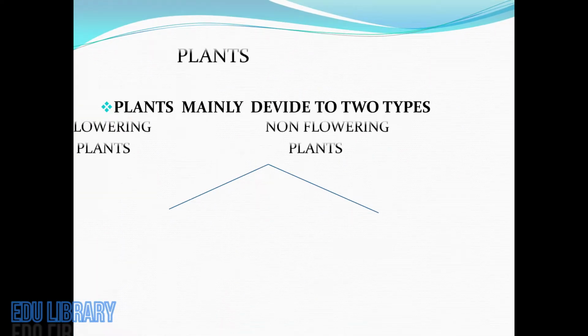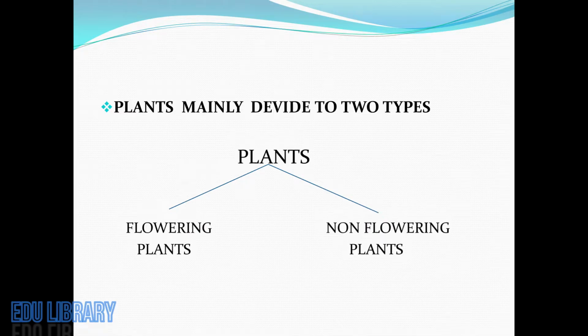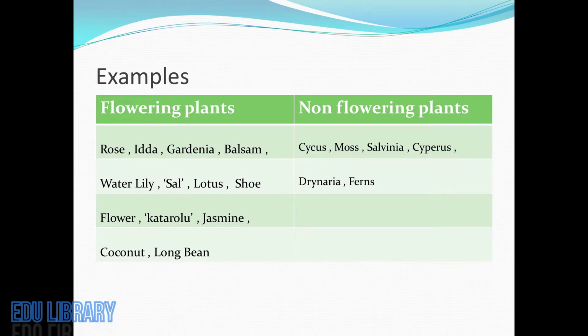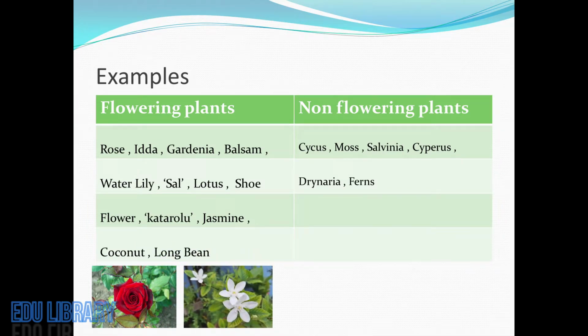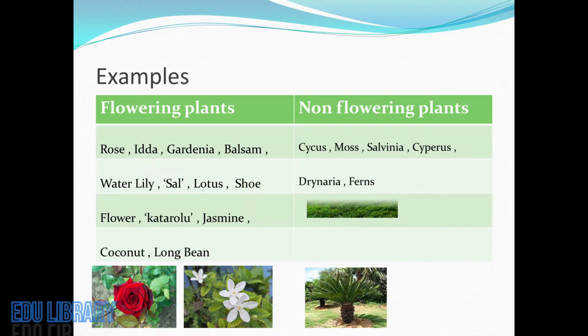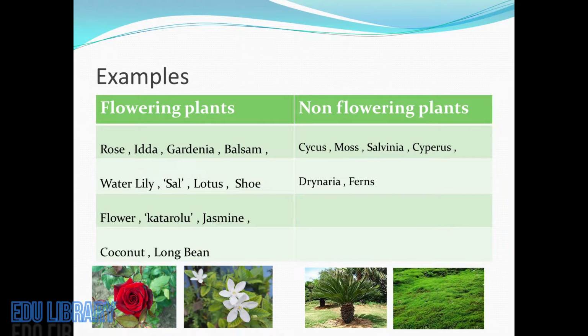Plants mainly divide into two types, that are flowering plants and non-flowering plants. Flowering plants mean the plants which produce flowers, and non-flowering plants mean the plants which do not produce flowers. For examples, rose, ether, gardenia, balsam, water lily, sal, lotus, shoe flower, katarolu, jasmine, coconut and long beans are some examples of flowering plants. As for non-flowering plants, cycas, moss, salvinia, cypress, Rhineria and ferns are the most common examples.